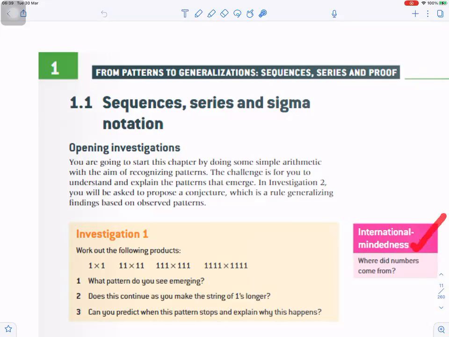And there's something here called international mindedness. Where did numbers come from in the world? Where did numbers come from?